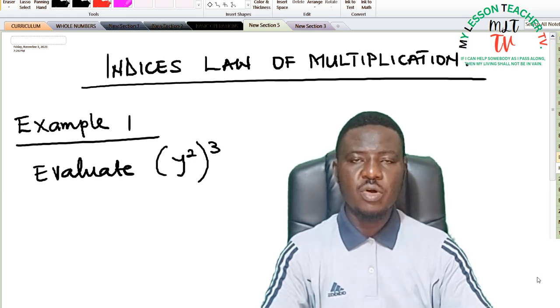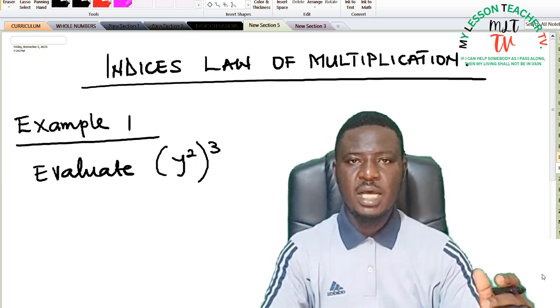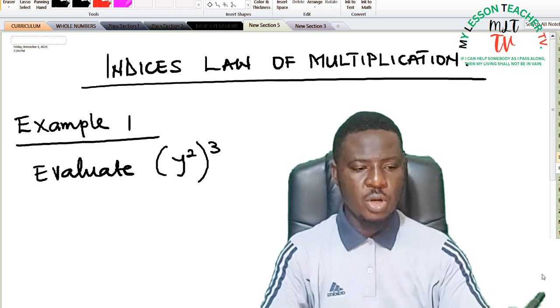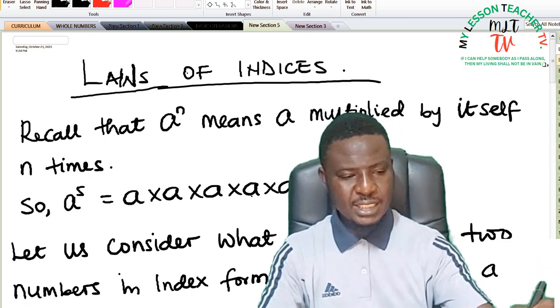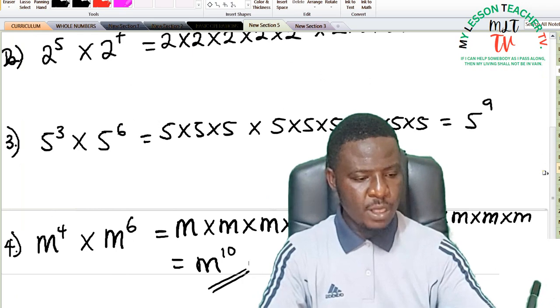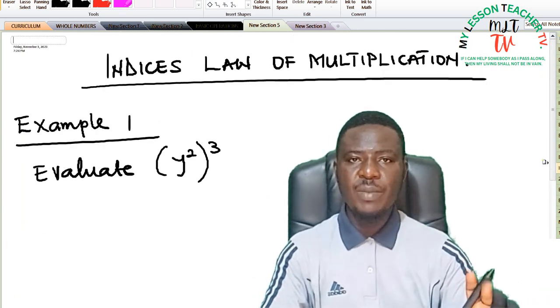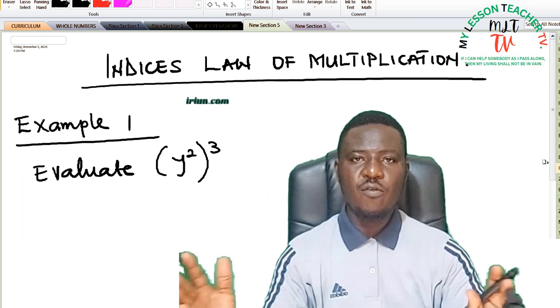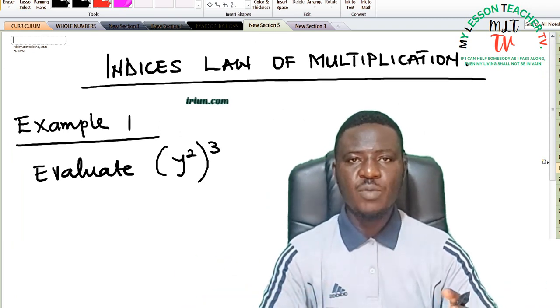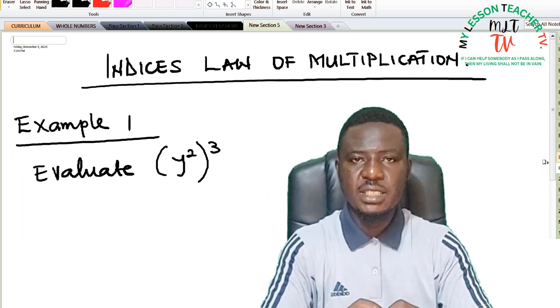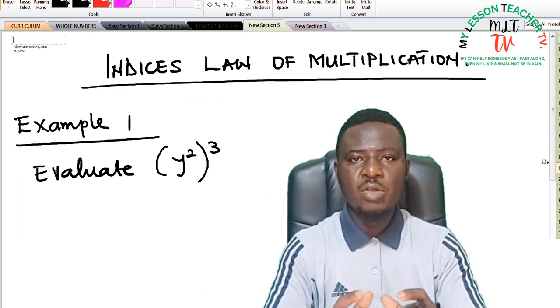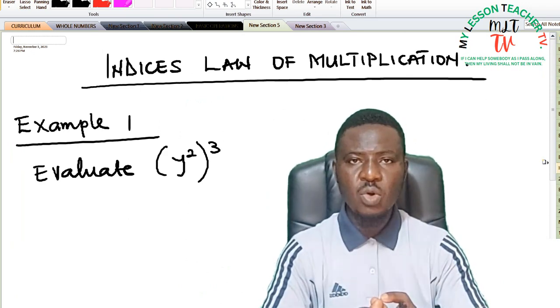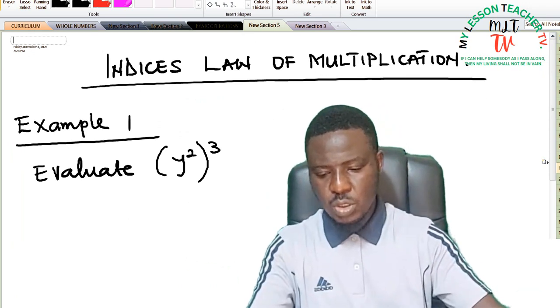Today's class is a continuation of our JSS 2 mathematics on indices. At the previous class, we looked at the indices law of addition as well as the indices law of subtraction, with so many examples and exercises to solve. In today's class, we shall be looking at the indices law of multiplication. It is another law of indices on how you can carry out the basic operations on indices. We shall look at what the law is all about.